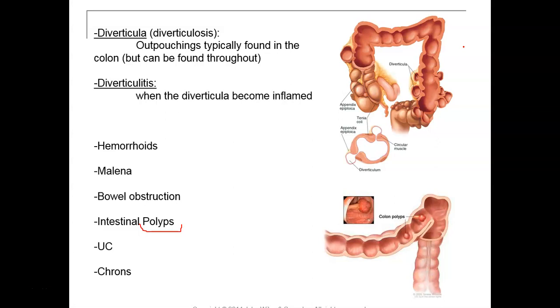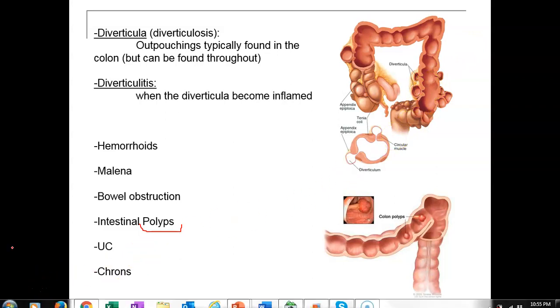Now, UC and Crohn's. When we think about UC, this is ulcerative colitis. Ulcerative colitis. So when we think about ulcerative colitis, both of them are going to impact the intestines.